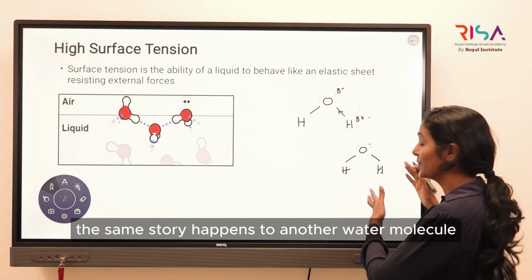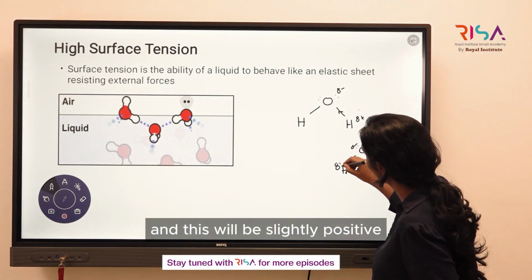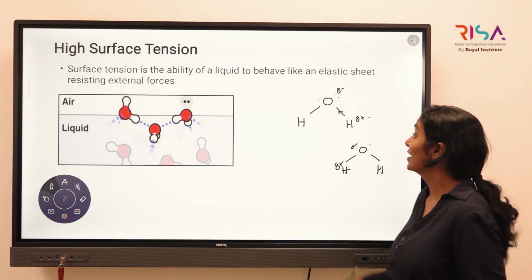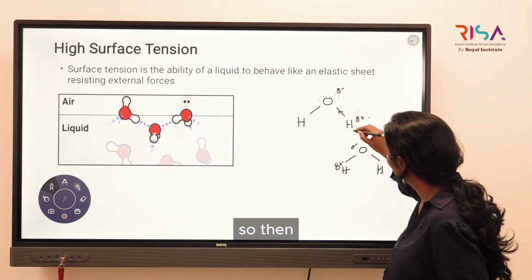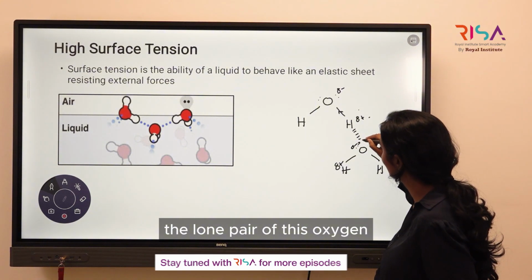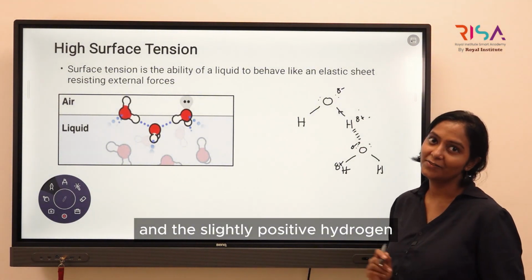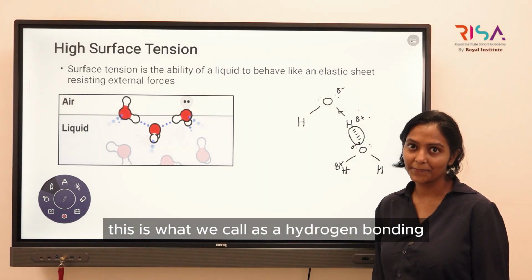The same story happens to another water molecule, which means this is going to be slightly negative and this will be slightly positive. Now, as you can see, these are oppositely charged. So then there becomes an attraction between the lone pair of this oxygen and this slightly positive hydrogen. This is what we call hydrogen bonding.